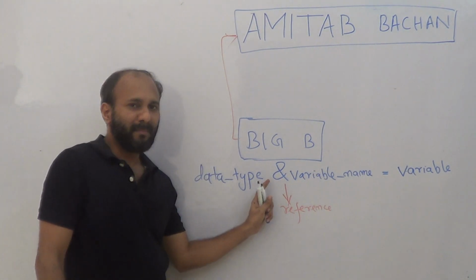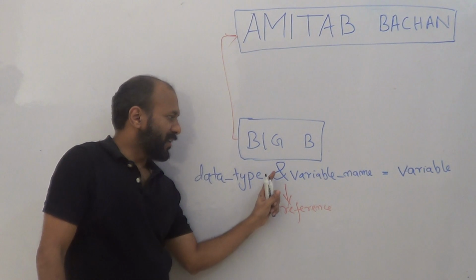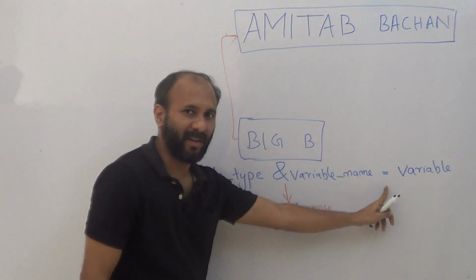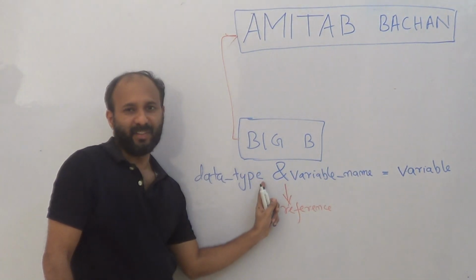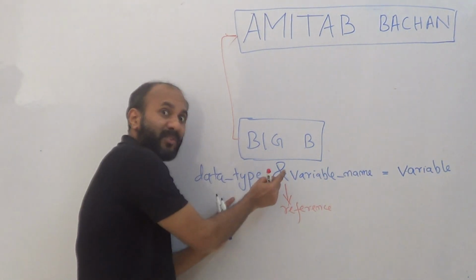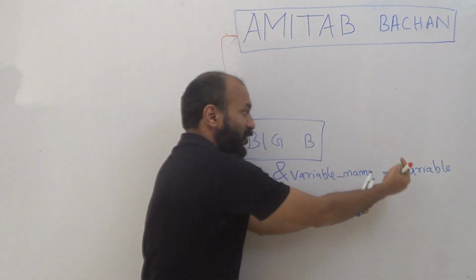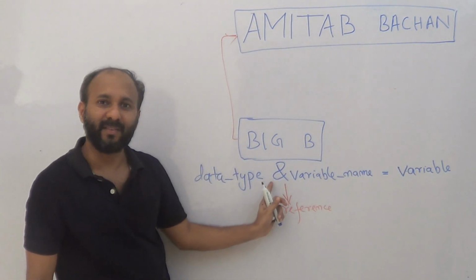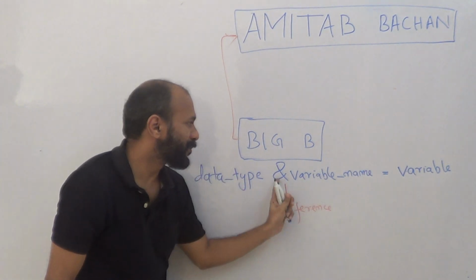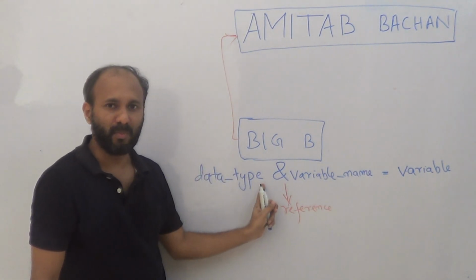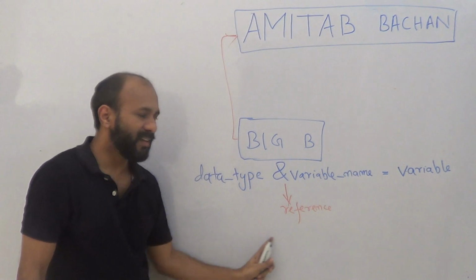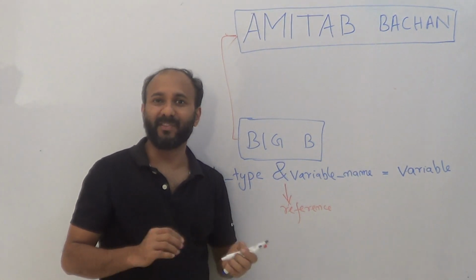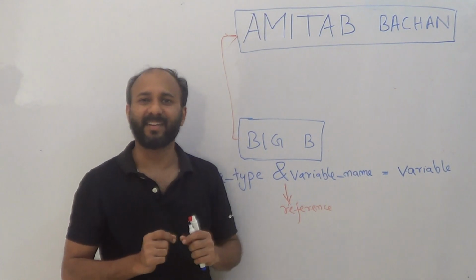Now you might have met this symbol, right? If you use it on the left hand side of the assignment operator, you call it a reference variable. If you use it on the right hand side of the assignment operator, you call it an address operator. Here I am using it on the left hand side of the assignment operator, that's why it is known as a reference variable.